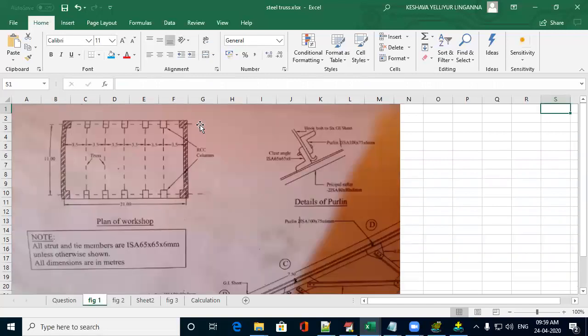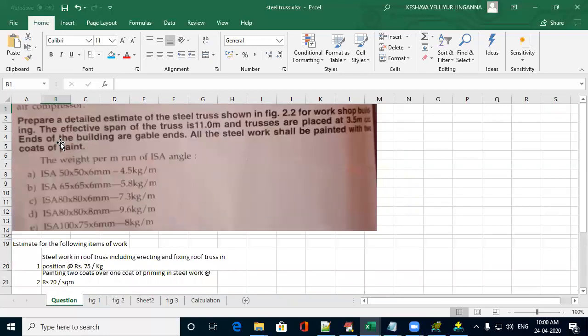Before that, they have given the plan of the workshop building. This is the plan of the workshop building. Its dimension is 11 meter by 21 meter from center to center point. You can see these two ends may be of any masonry work. At these two places, you don't have the trusses. These two are gable ends. They have mentioned ends of the building are gable ends.